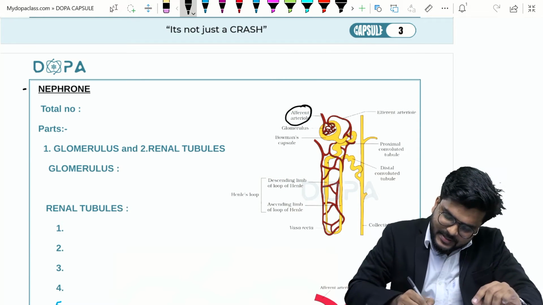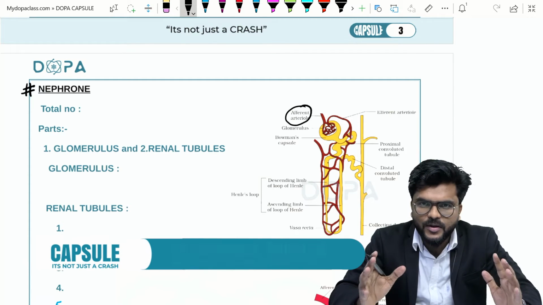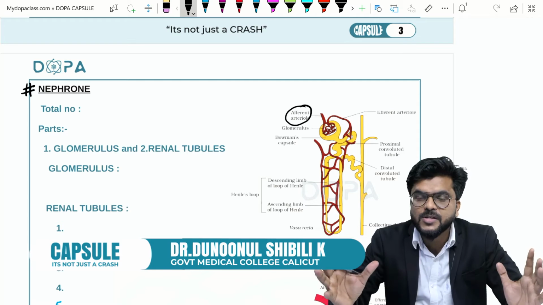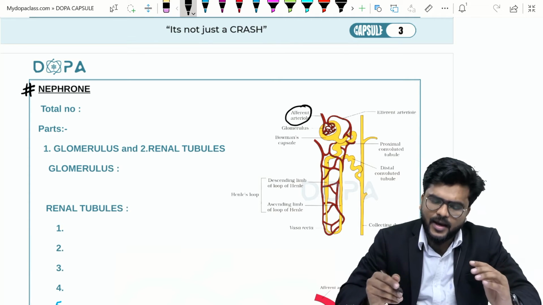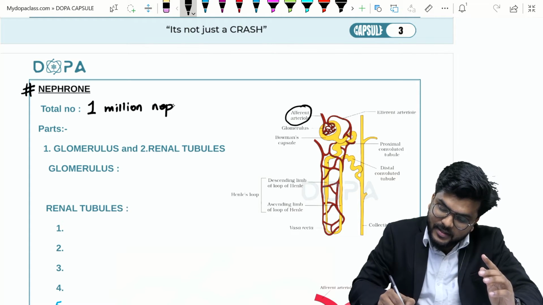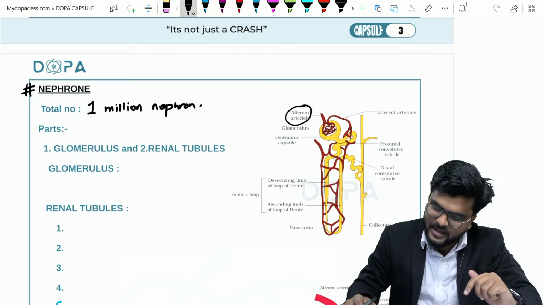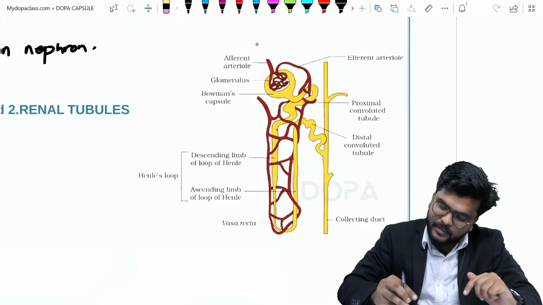Now we have to discuss the nephron. As we have already told, the nephron is considered the structural and functional unit inside a kidney. And do you know the fact that each kidney has almost 1 million nephrons inside it? That is quite interesting, right? Each kidney has 1 million nephrons inside it, and this is simply the diagram of a nephron.